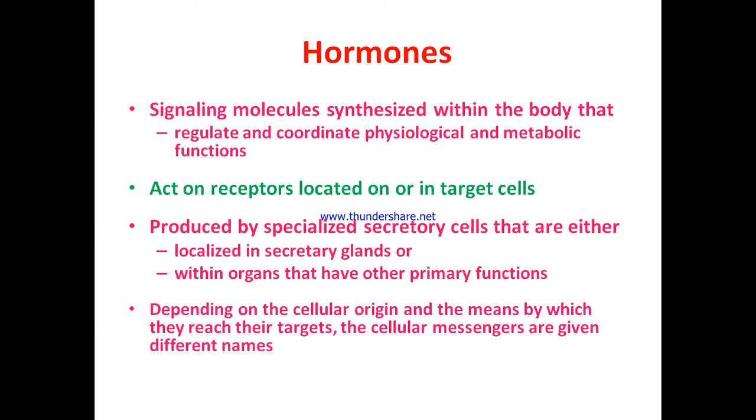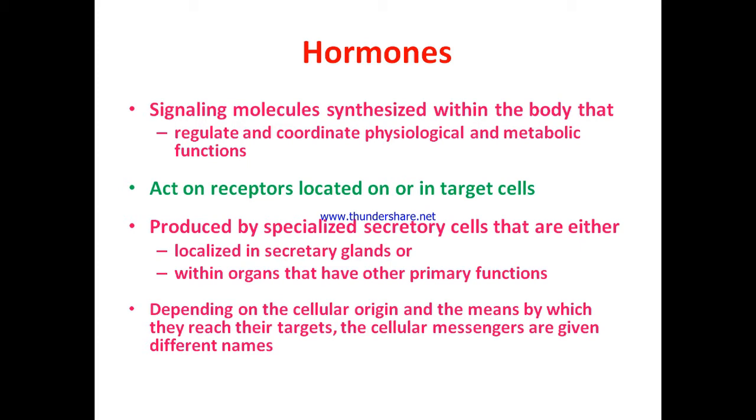Hormones are signaling molecules synthesized within the body that regulate and coordinate physiological and metabolic functions. They act on receptors located on or inside the target cells. Sometimes the receptors are on the surface of the target cell, and sometimes the receptors are located inside the cell. They are produced by specialized secretory cells that are either localized in secretory glands, like the thyroid gland, adrenal gland, etc., or within organs that have other primary functions. For example, in the pancreas, some hormone secreting cells are there. The pancreas also has some other cells.